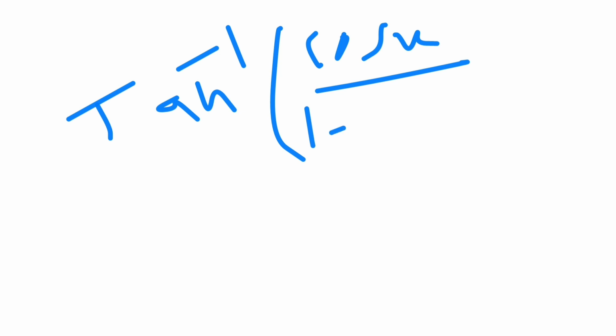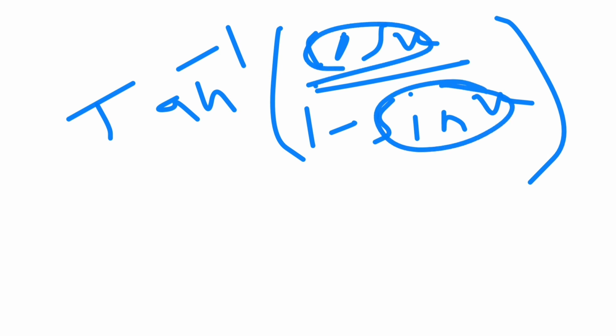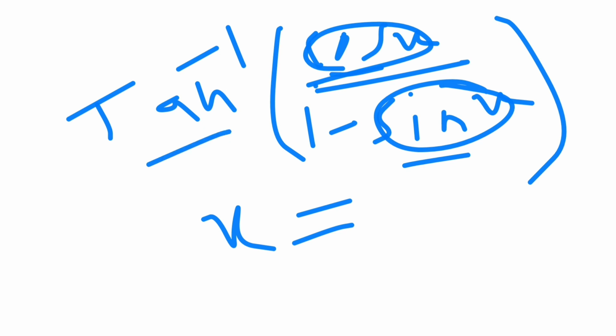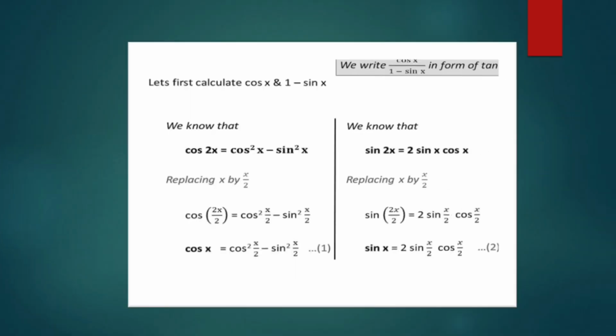So what is our question? Tan inverse of cos x by 1 minus sin x. If we want to write it in the simplest form, we don't want these functions; we want only the value of x. So we have to remove these functions. How are we going to do it? Let us solve the problem.